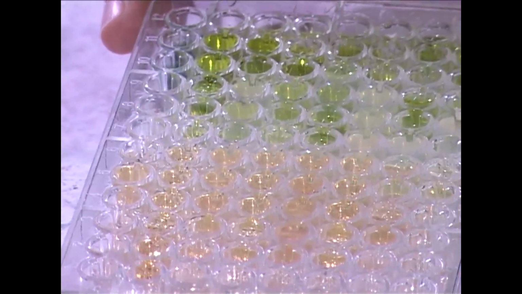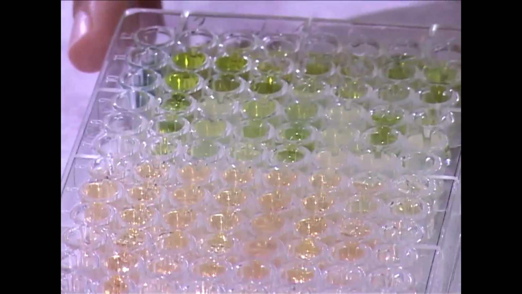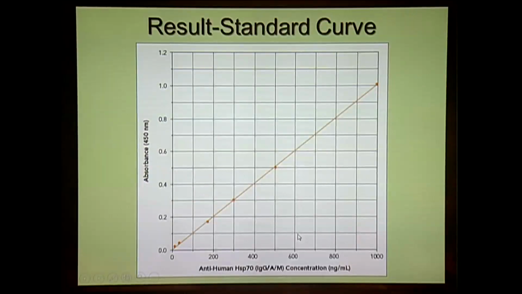Then we have to measure the intensity of each well through an ELISA reader, and we will plot the standard antigen values against their corresponding absorbance values. Then we plot a standard curve. Each time we do an ELISA, we have to draw a standard curve, and from the standard curve we can find out the concentration of the antigen present in our sample.